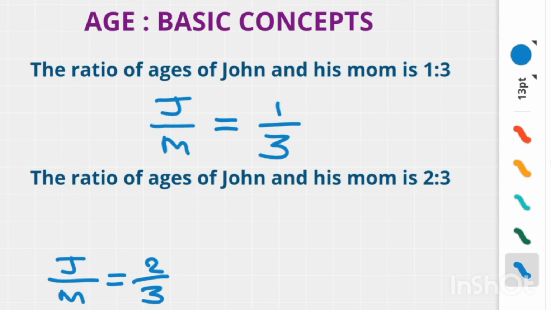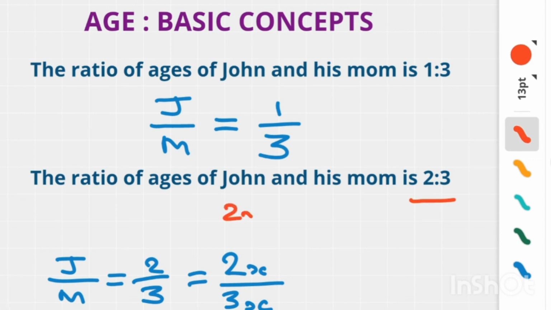We can multiply both numerator and denominator with the same number x. This gives J by M equals 2x by 3x. This knowledge is directly used in certain problems, especially when there is no other information about ages of John and mom. Remember this, when you see any ratio, say 2:3, we can directly start with the assumption that John's age is 2x and his mom's age is 3x.